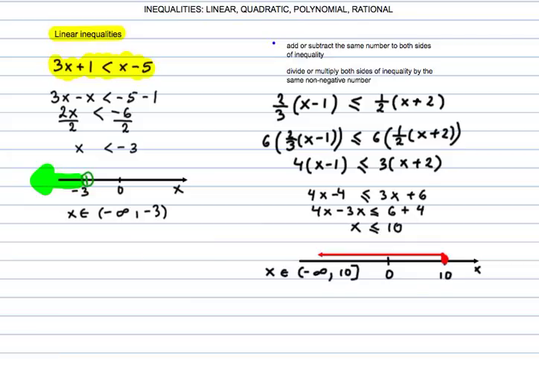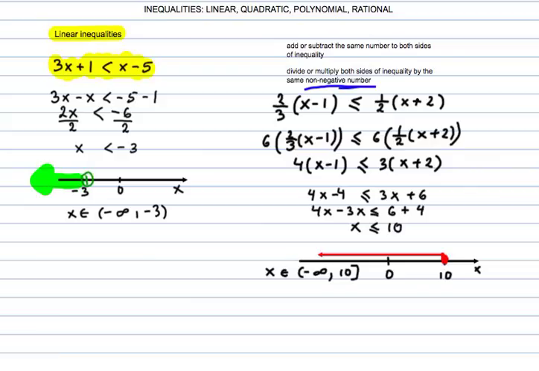We'll quickly remind ourselves about the following. You can add or subtract, like with equations, any number. Obviously, you're not going to do addition of 0 or subtracting 0. Then you multiply or divide both sides of an inequality by the same non-negative number.